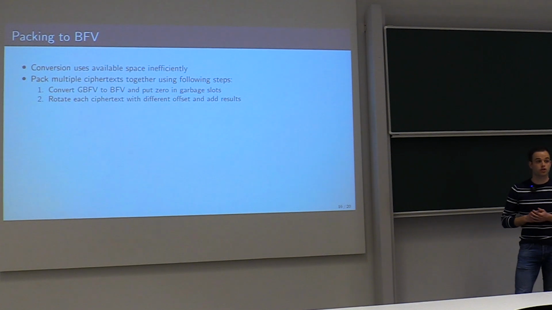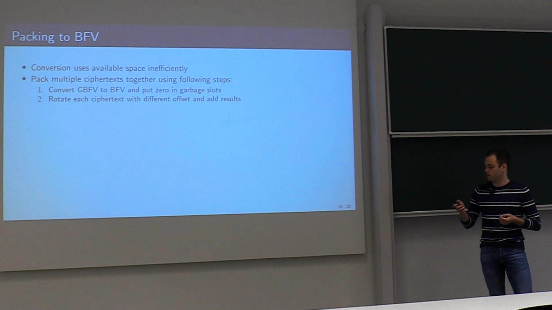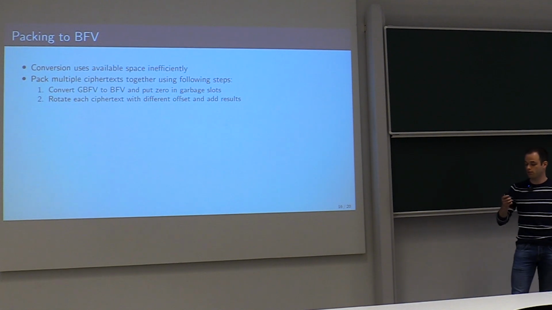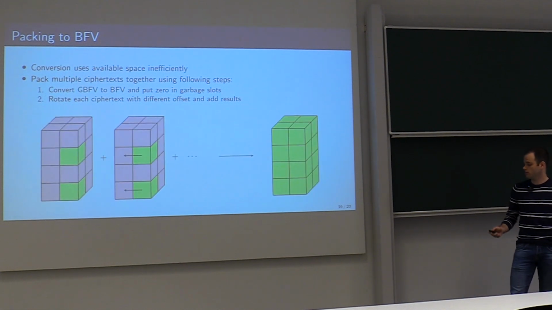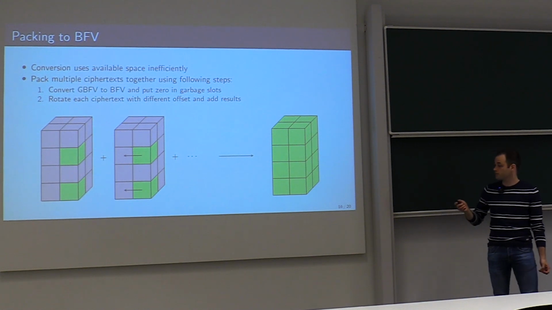Now, the conversion routine from the previous slide doesn't really use the available BFV space efficiently, since there are many of these garbage slots. And therefore, we also propose a packing routine that packs multiple GBFV ciphertexts into one BFV ciphertext. Here, the idea is that we will start from multiple hypercubes. So in this example, we have 2 GBFV hypercubes. Then for each of these hypercubes, we will run the conversion routine from the previous slides.